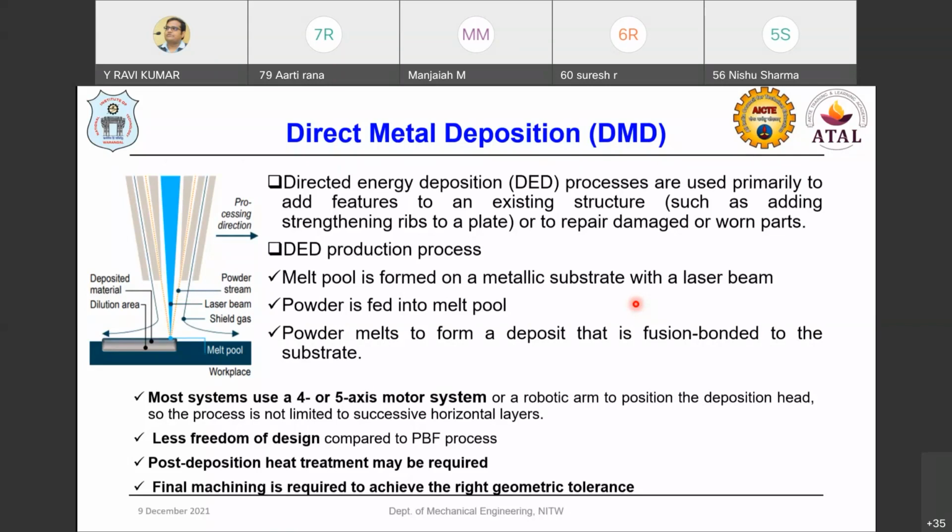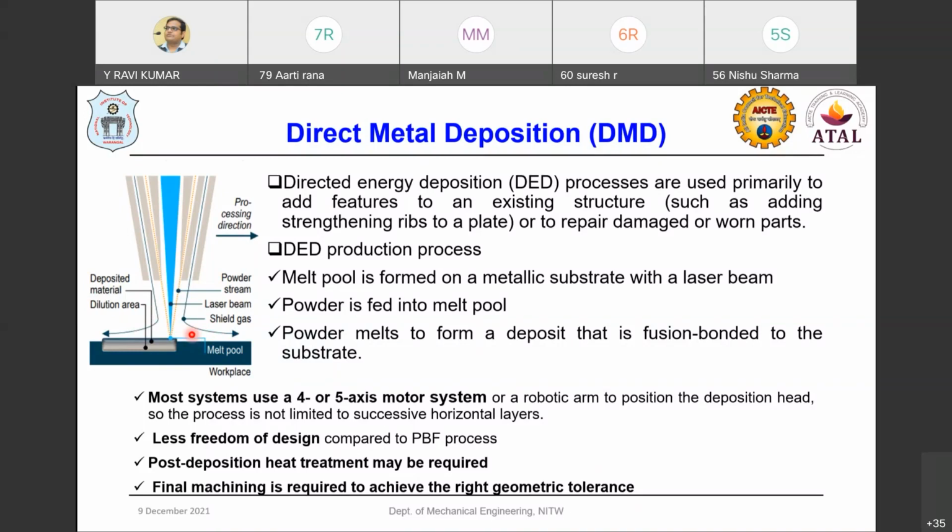And this is how the DED production process works. DED works when the melt pool is formed on the metallic substrate through laser beam interaction, when the powder is fed through the coaxial nozzle into the melt pool where the laser is directly interacting. The laser beam interaction takes place, the molten pool is formed, and then solidification takes place. This is how the bead is formed in direct energy deposition systems.